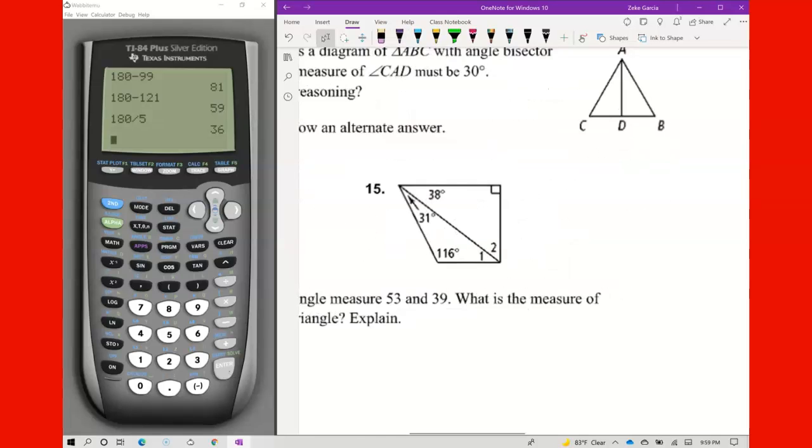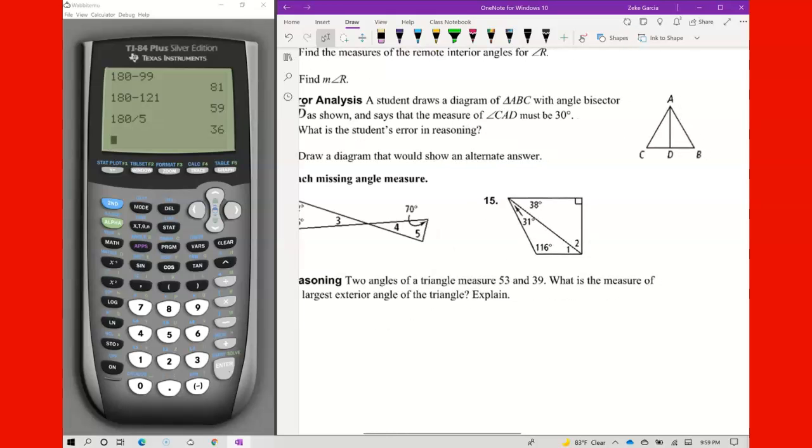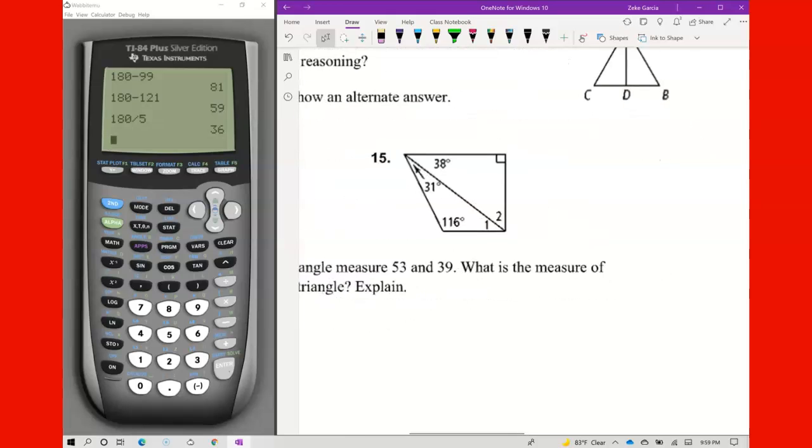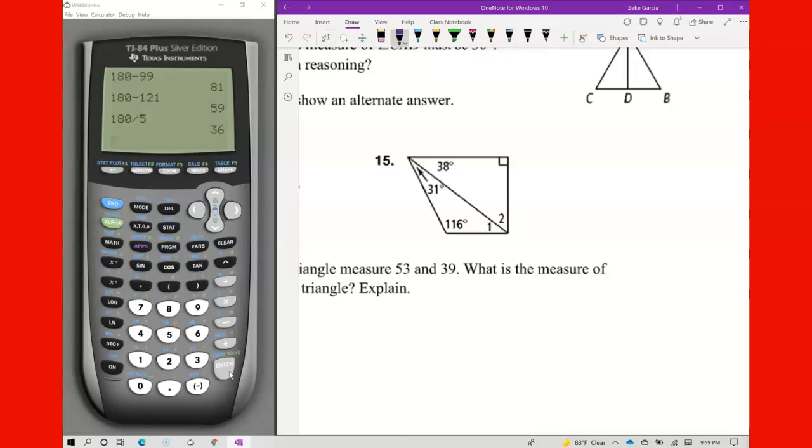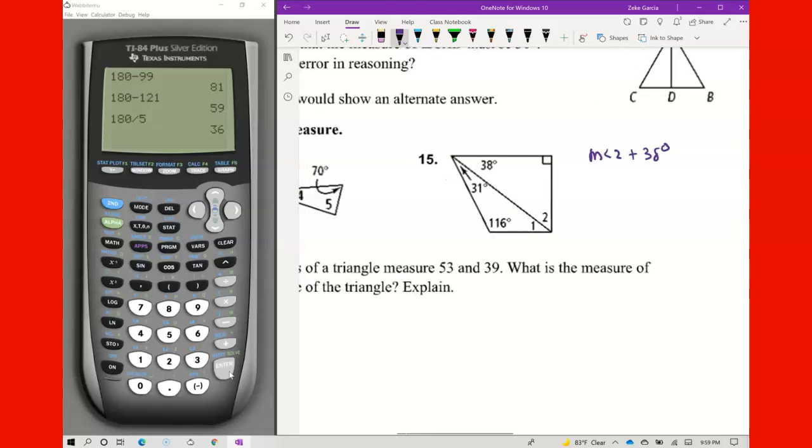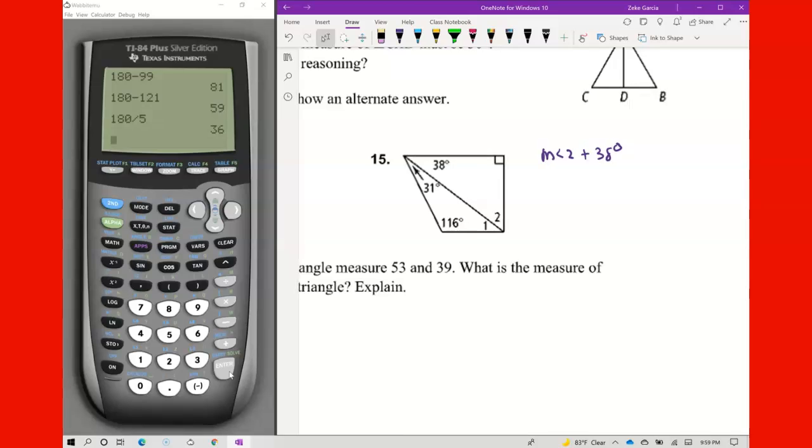15, you're trying to find the missing angle measurement. Remember that the measurement of angle 2 plus 38 degrees plus 90 equals 180. So to find the measurement of angle 2, you're going to have to add 38 plus 90. So let me go ahead and do that. 38 plus 90, which gives you 128.